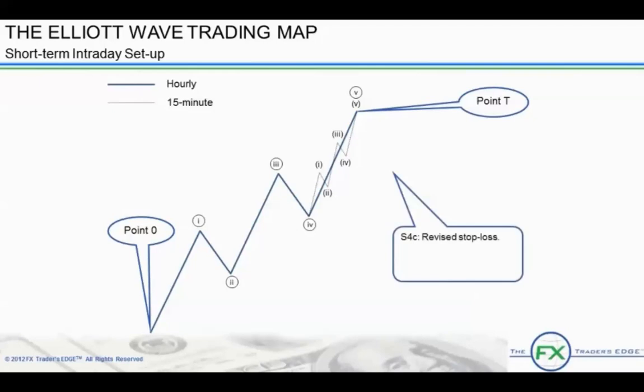At point S4C, assuming all goes according to plan and subwaves 3 and 4 of 5 circled develop nicely, we raise our stop to below the top of subwave 1 of 5 circled. We know that subwave 4, on its correction of subwave 3, cannot go below the top of subwave 1. At this point, we exit all positions.